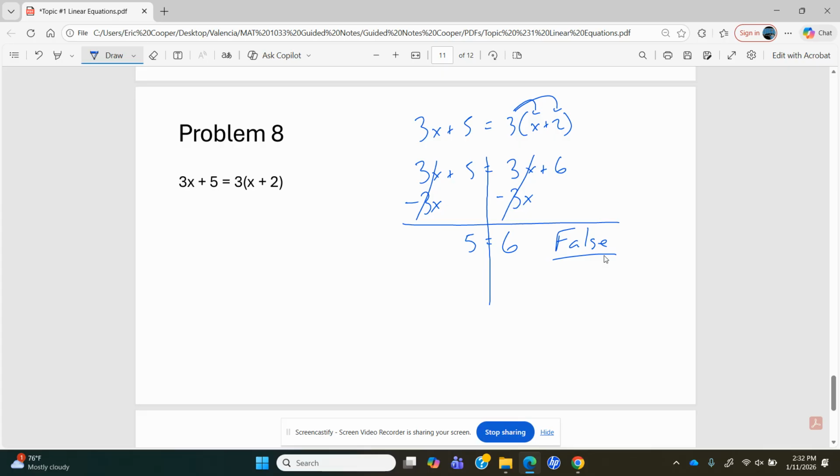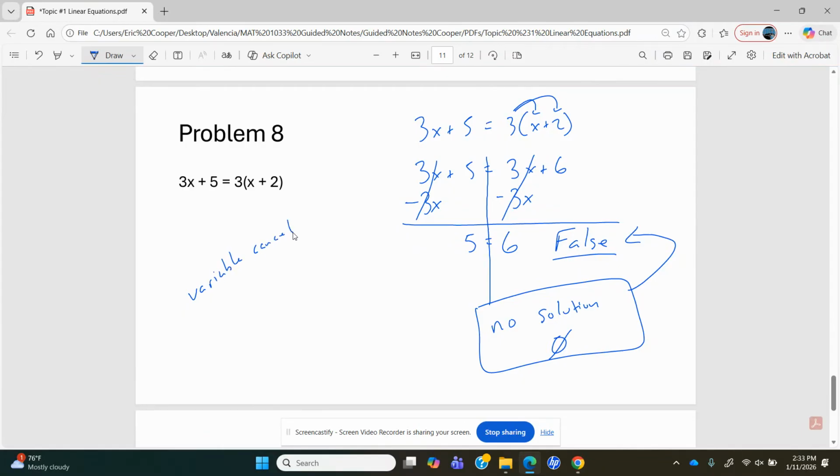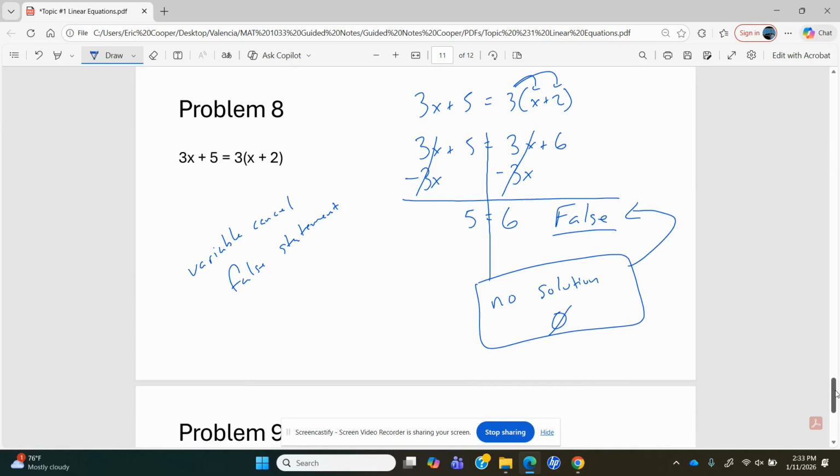So what does that mean for us? Well, that means that there is no solution to this problem. There's no value of x that I can plug in that would make the equation equal to each other. So we just simply call this a no solution. So in order to get a no solution, we have to have the variable cancel out, and then we'll have something that is a false statement. So in this case, we got that 5 equals 6, which is clearly false.